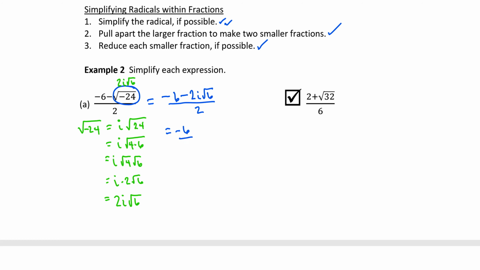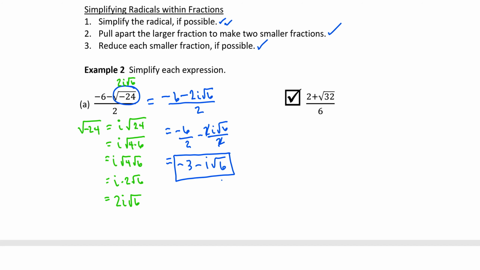So each term in the numerator has to be divided by the denominator. I want to cancel uniformly, not with just part of that sum in the numerator. Now, negative 6 divided by 2 is negative 3. Now it's legal to cancel those 2's, and we get minus i square root of 6. Notice this is in the form a plus bi. The real part is first, the imaginary part is second.